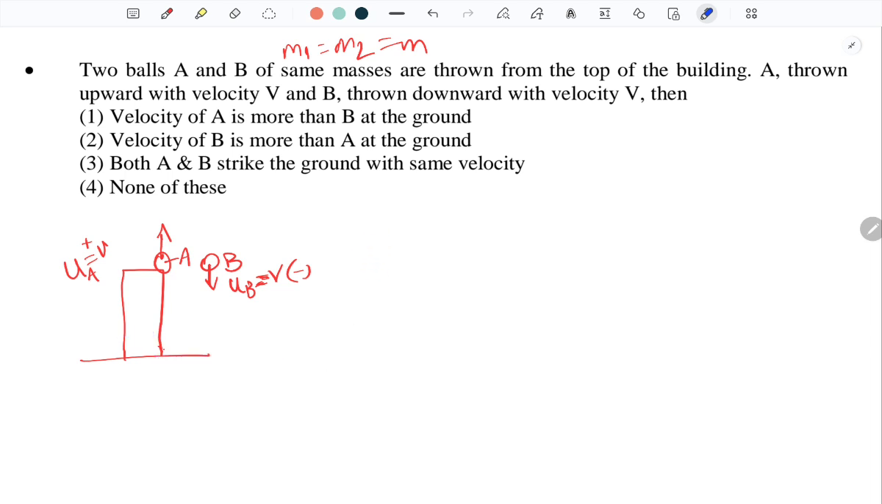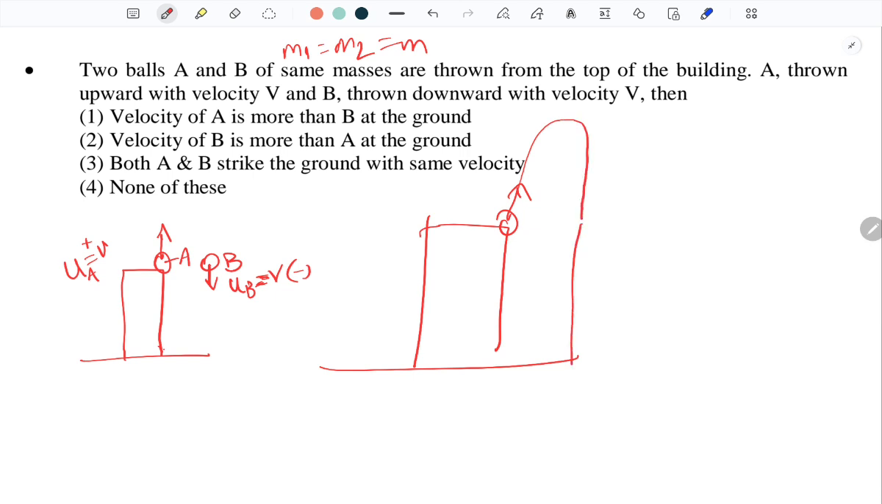Now observe, even when you discuss this tower problem, where anything is thrown upwards, it takes a path like this. Whatever velocity is here, the same velocity will be here but in the negative direction. Just the difference: upward is positive, downward is negative. So at the same height the velocities will be equal and opposite. Once it comes down to here, it has the same velocity but in the downward direction, meaning the velocity with which B is thrown.